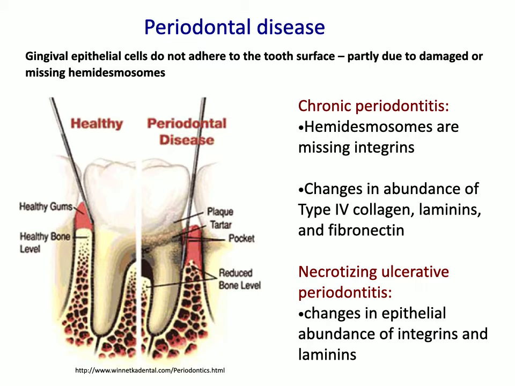And it's been found that in chronic periodontitis, some of the integrins that form the hemidesmosomes are simply missing in these tissues. And in addition, there are also loss or changes in the abundance of the collagens and laminins, these tissues that the fibrils bind to, forming that strong connection of the hemidesmosome to the extracellular matrix. There are similar changes that are found in other types of periodontitis as well.